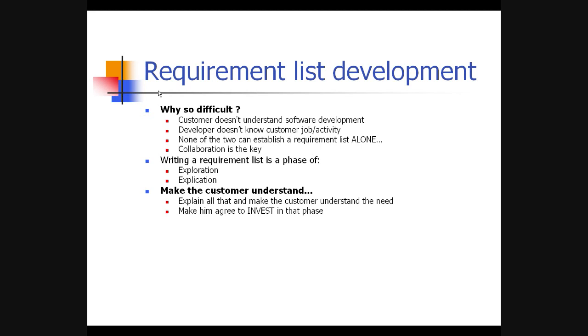Then you have to make him agree to invest in that phase, and by invest I mean invest time, because it takes time to create a requirement list, and if the user tells you, oh, I don't have the time to do that, well, tell him, in that case I don't have the time to create a software for you because I don't know what to create. And when a customer tells you, well, we'll do that step by step, then you say, okay, in that case you'll pay me step by step based on the number of hours I'm going to spend. I cannot give you any price beforehand. That generally is something that makes them think.